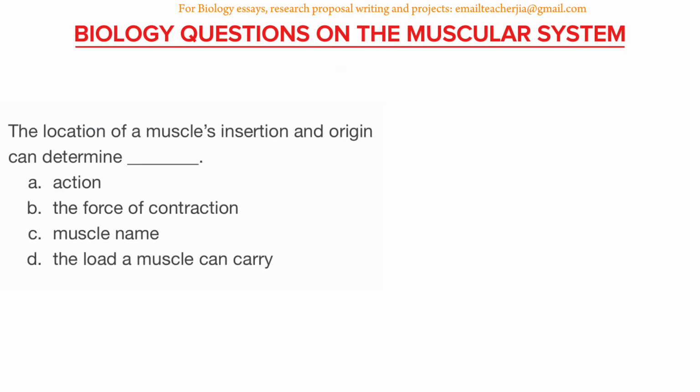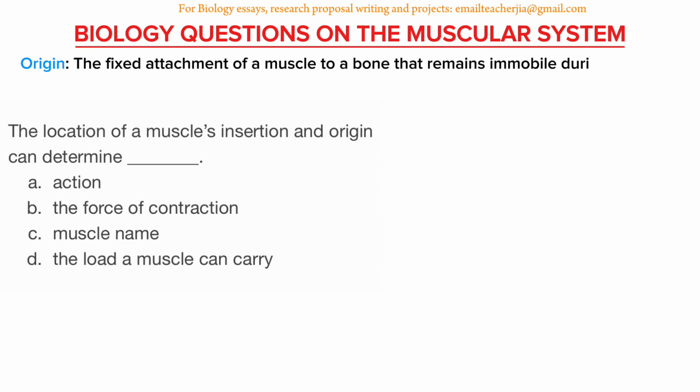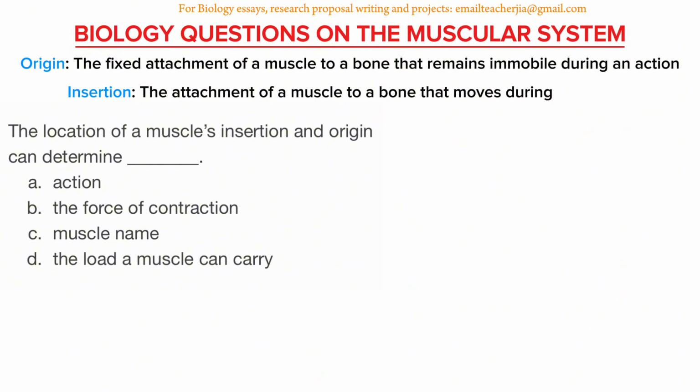So that is it. The location of a muscle's insertion and origin can determine: A, action; B, the force of contraction; C, muscle name; D, the load a muscle can carry. So here we have a muscle's insertion and origin. Let's describe what an origin is. It is the fixed attachment of a muscle to a bone that remains immobile during an action. Insertion is the attachment of a muscle to a bone that moves during an action. I hope you understand the difference between the two.